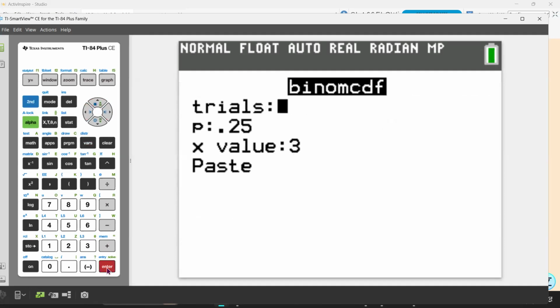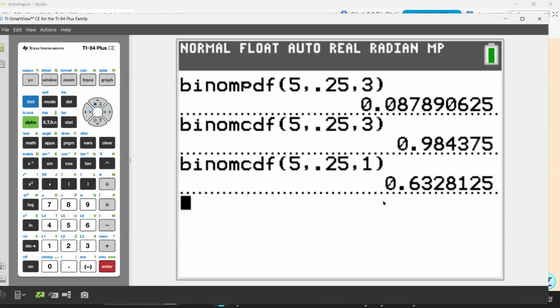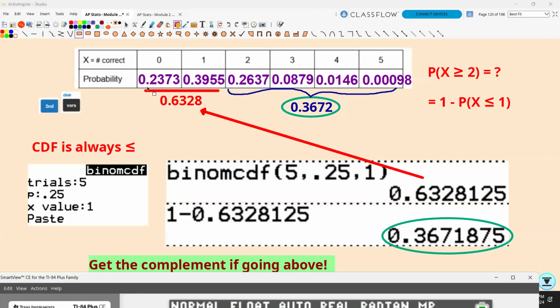You're still going to use CDF, but CDF only counts down. So since greater than or equal to 2 is the complement of less than or equal to 1, we'll put 1 in the place of the x value. Press enter 2 times, and it'll calculate the probability of getting 1 correct and 0 correct, which is 0.632. That does match up with what we have over here.